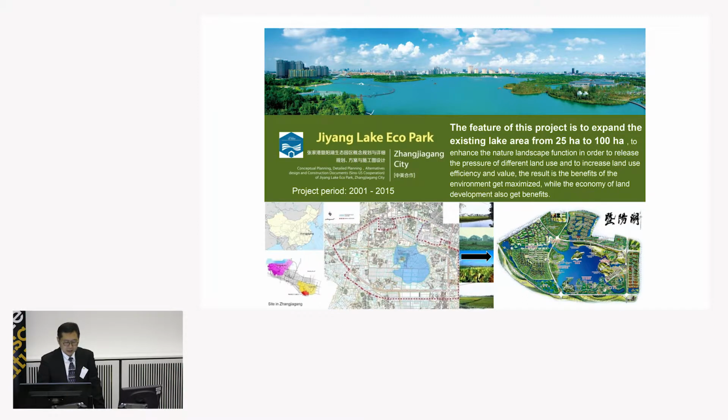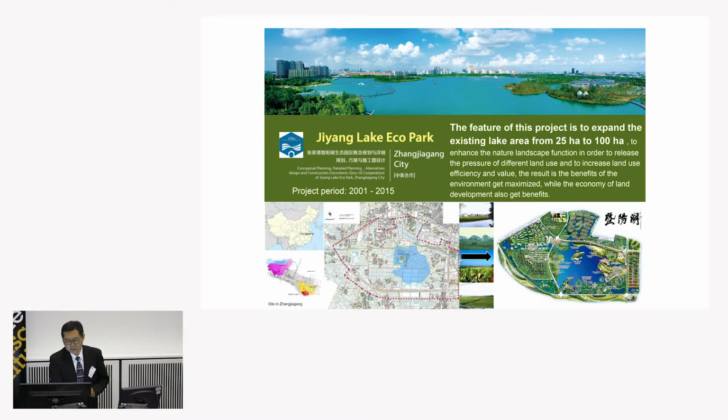It's located nearby Shanghai. Speaking of the current surface of the region, I mean the Yangtze Delta area, all the water is polluted, except this area, because we did something. The feature of this project is to expand the existing lake area from 25 hectares to 100 hectares.